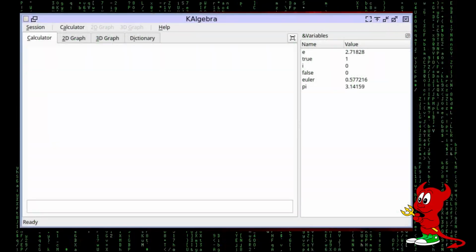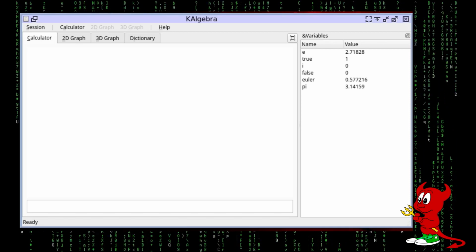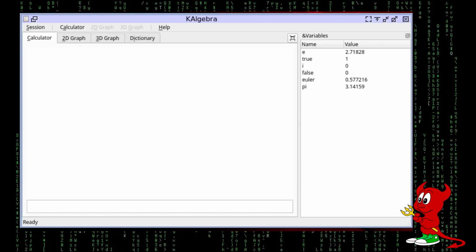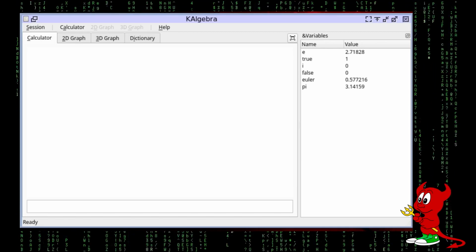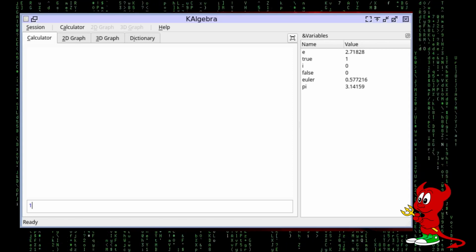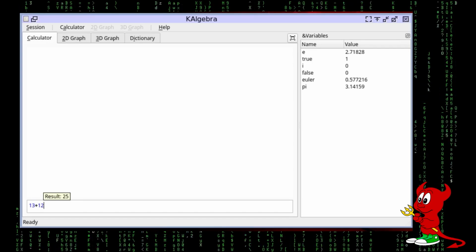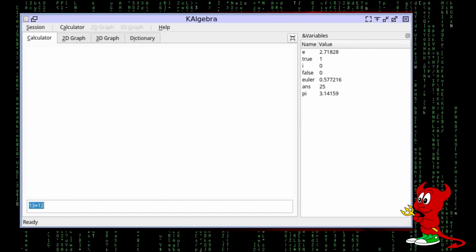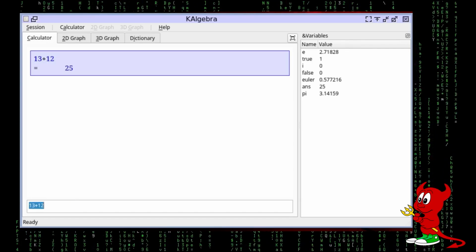Another great software that kids can use is called K-Algebra. Here some simple computations can be run. For example, 13 plus 12. The result we see already, but we press enter, 25.